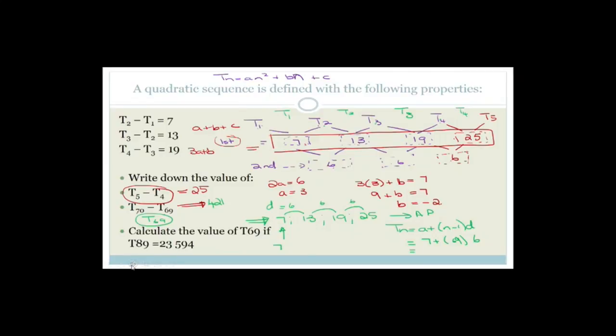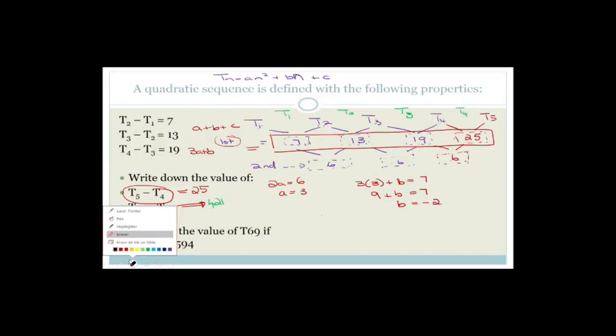Okay, right. Let's go back now to what they're asking us in the last bit, because we're actually not going to use this AP now. We're going to use Tn, and we're going to be sneaky. They tell us that we must calculate the value of T69, the 69th term, if they give us that the 89th term is 23,594. We're going to use that information to work out our c. We've already worked out a and b.